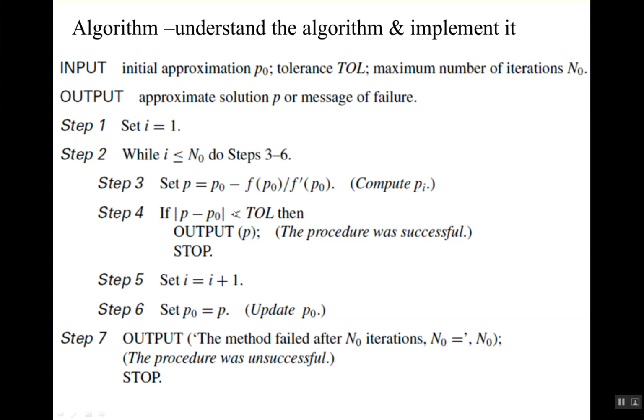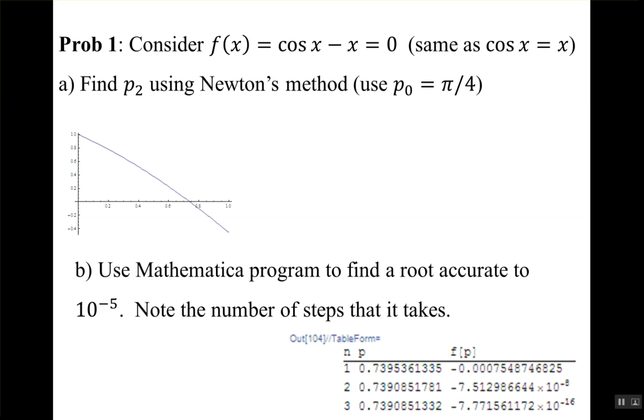Algorithm. The book provides the algorithm. You will have to implement it and use it to solve some homework problems. Let's do some hand calculation. So this is problem number 1. We consider cosine x minus x equals 0 and use Newton's method to find P2. So according to Newton's method, my P1 is equal to P0 minus f of P0 divided by f prime of P0. And you do see that f prime is involved. So why don't we just find the f prime? P0 is pi over 4.